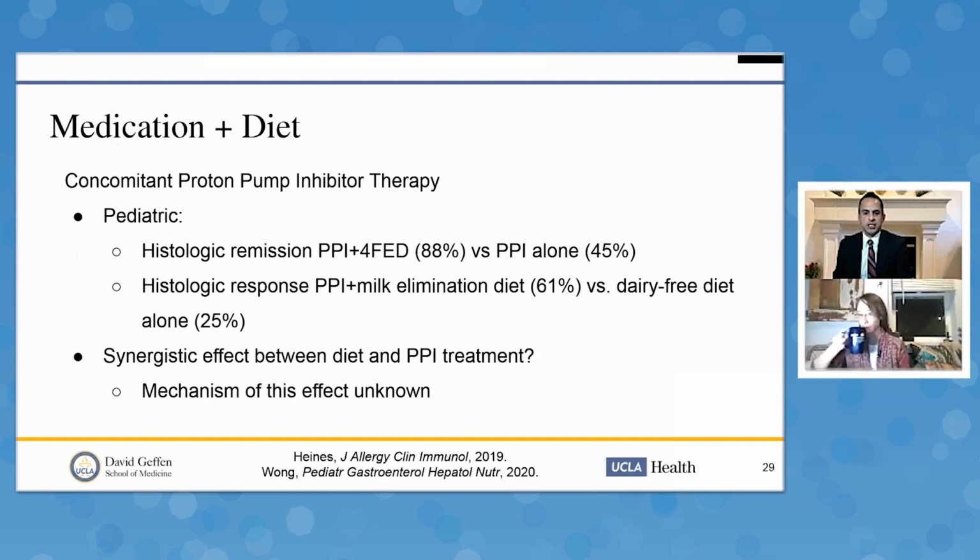And in another study that looked at PPI with milk elimination, there was a 61% histologic remission, almost 2.5 times the remission rate compared to just a dairy-free diet alone. So it raises the question, is there some synergistic effect between diet and PPI therapy? And the reality is we don't know if that's indeed true or what the mechanism would be. There have not been studies looking specifically at steroid intervention along with dietary changes, although that would be another area of research.